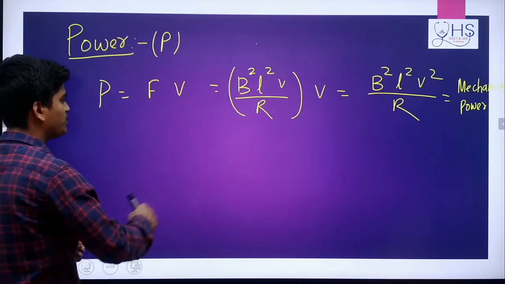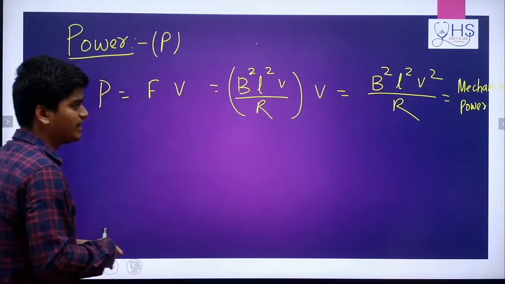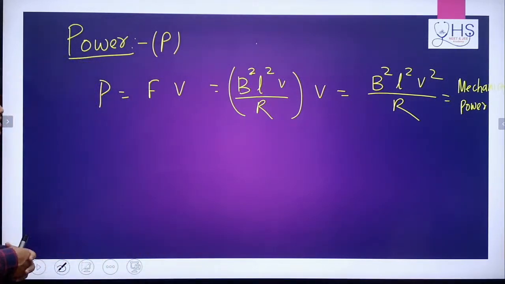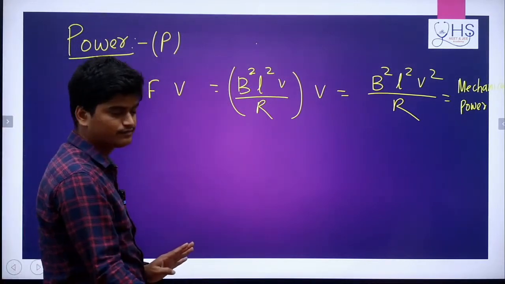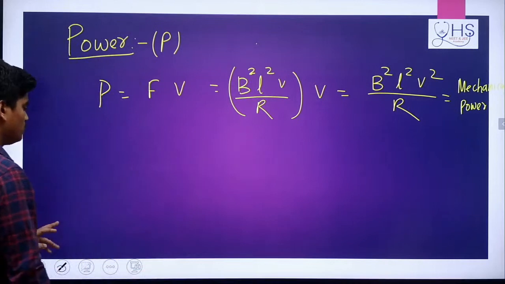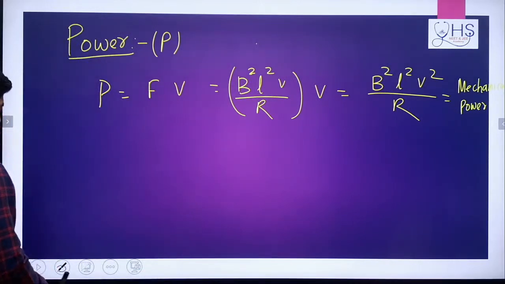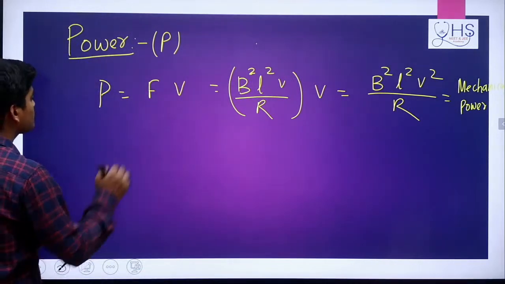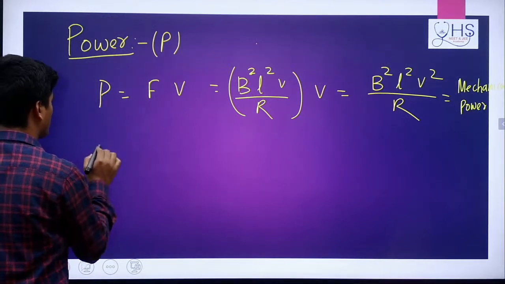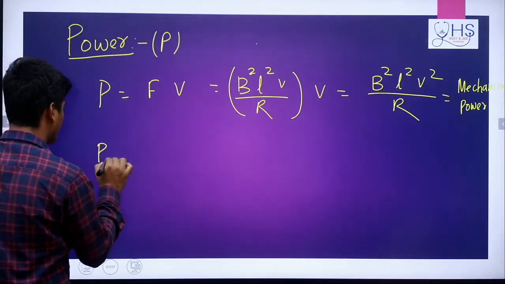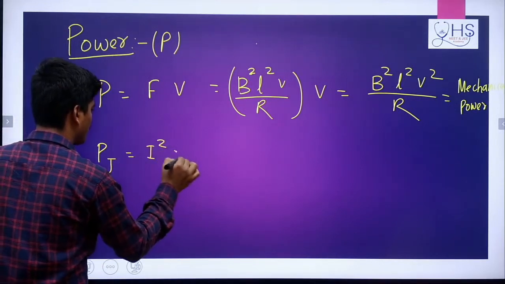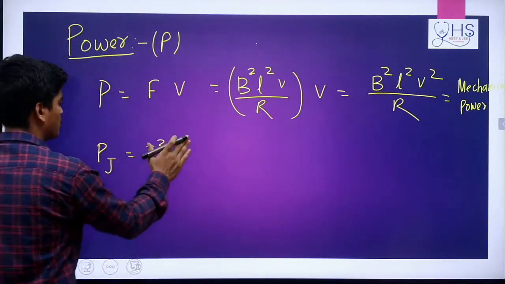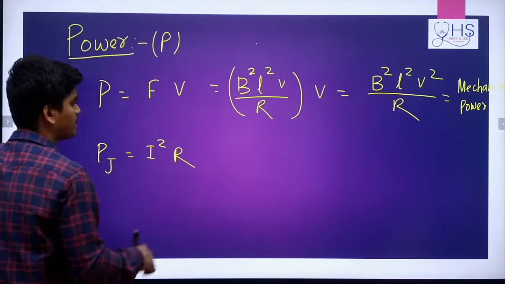Just by moving things you cannot get current. It is not like a gift of energy you are getting. You are doing mechanical work, due to that you are getting electrical work. That electrical work again gets converted to thermal energy. So now here I will write, this is the mechanical work. Now your Joule heating effect, or P_J, I will write. That is basically I square R. You will see also, I square R, not small r but capital R.